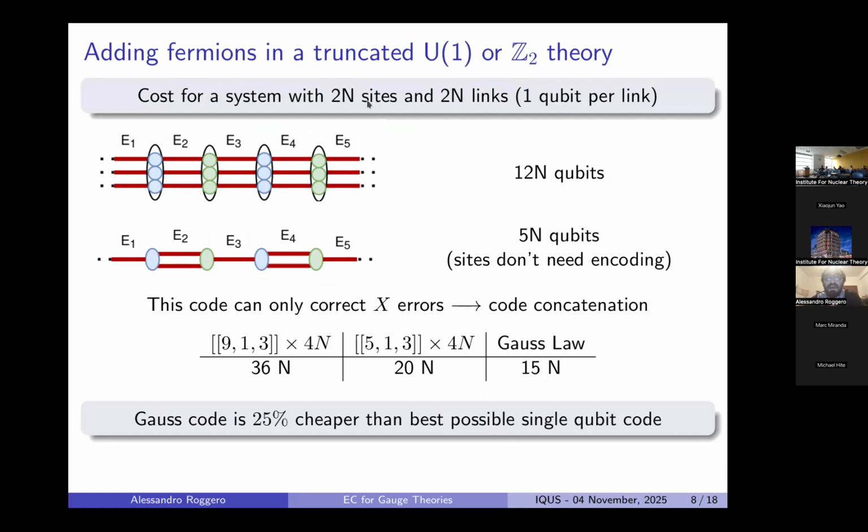Imagine that now we have again 2n sites and 2n links. Now we are also going to need to use qubits for the sites because we have dynamical fermions.